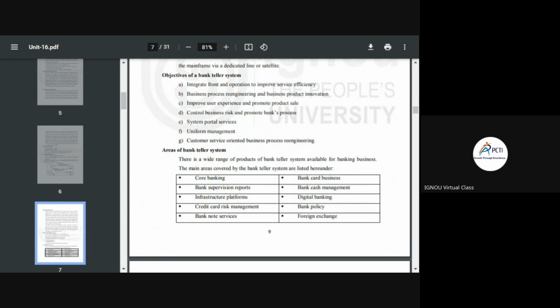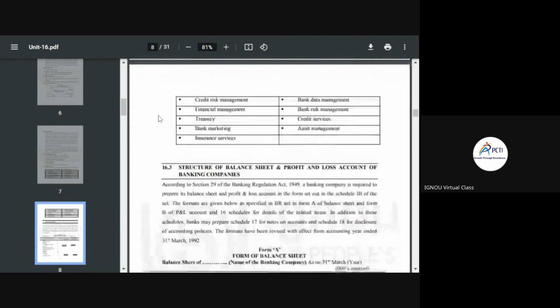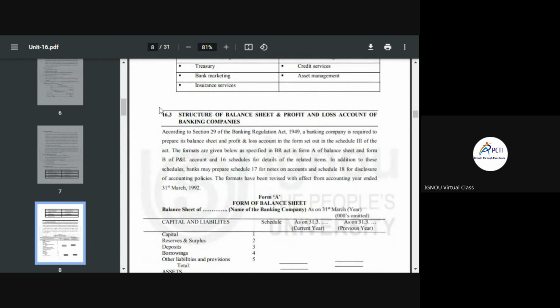Here we have some areas of bank teller system like core banking, bank supervision report, infrastructure platform, credit card risk management, online bank service, credit risk management, financial management, treasury, bank marketing, insurance services.